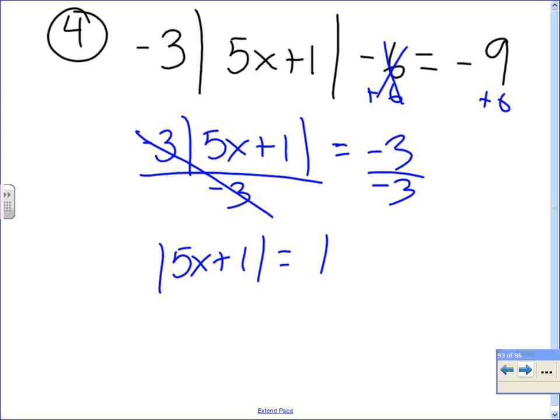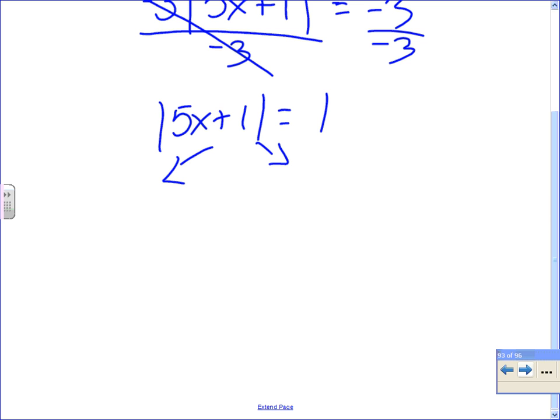So can we keep solving this? Yes. Why can we keep solving this? Tia, go ahead. Very good. If this number right here was a negative, then you could not keep going, because that's a positive. Our next step is to split it up.